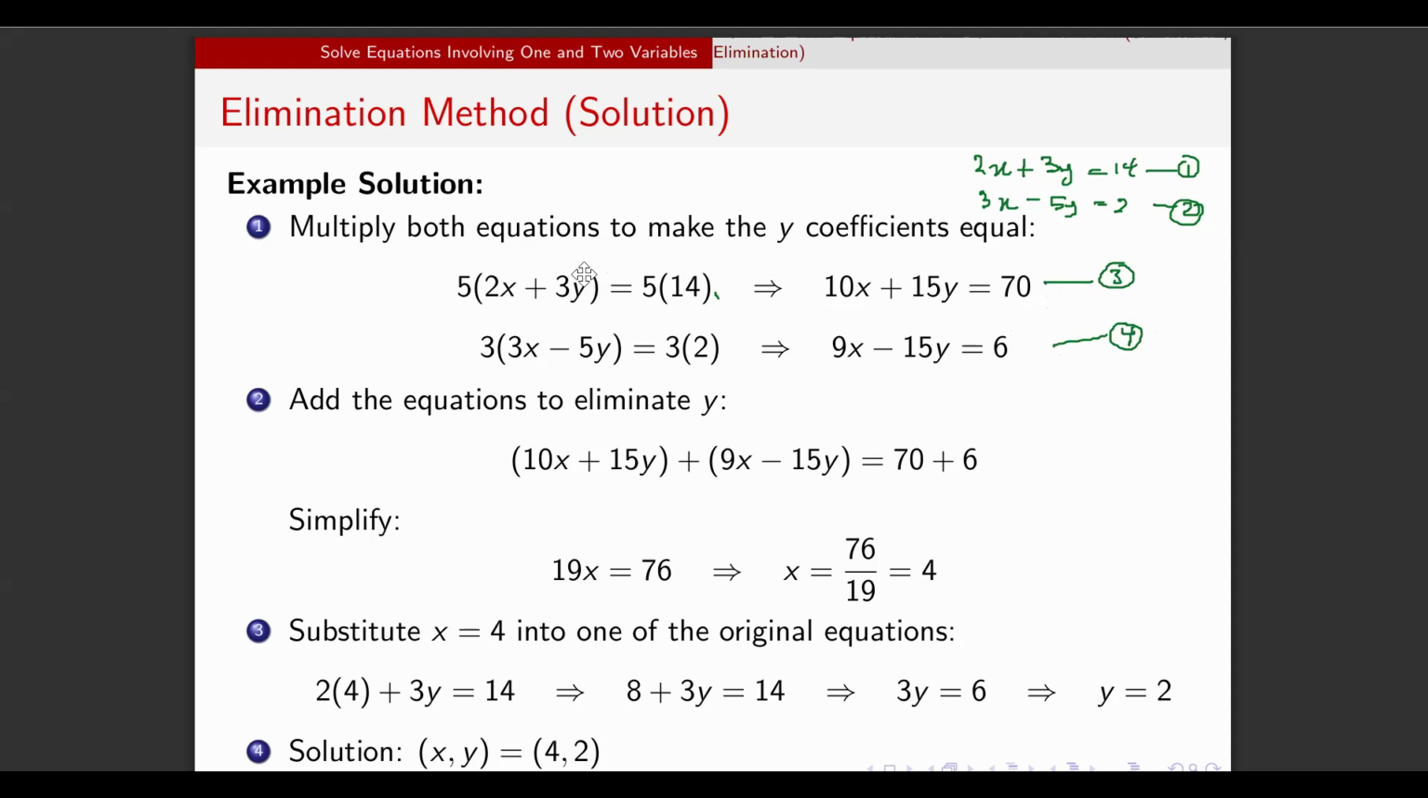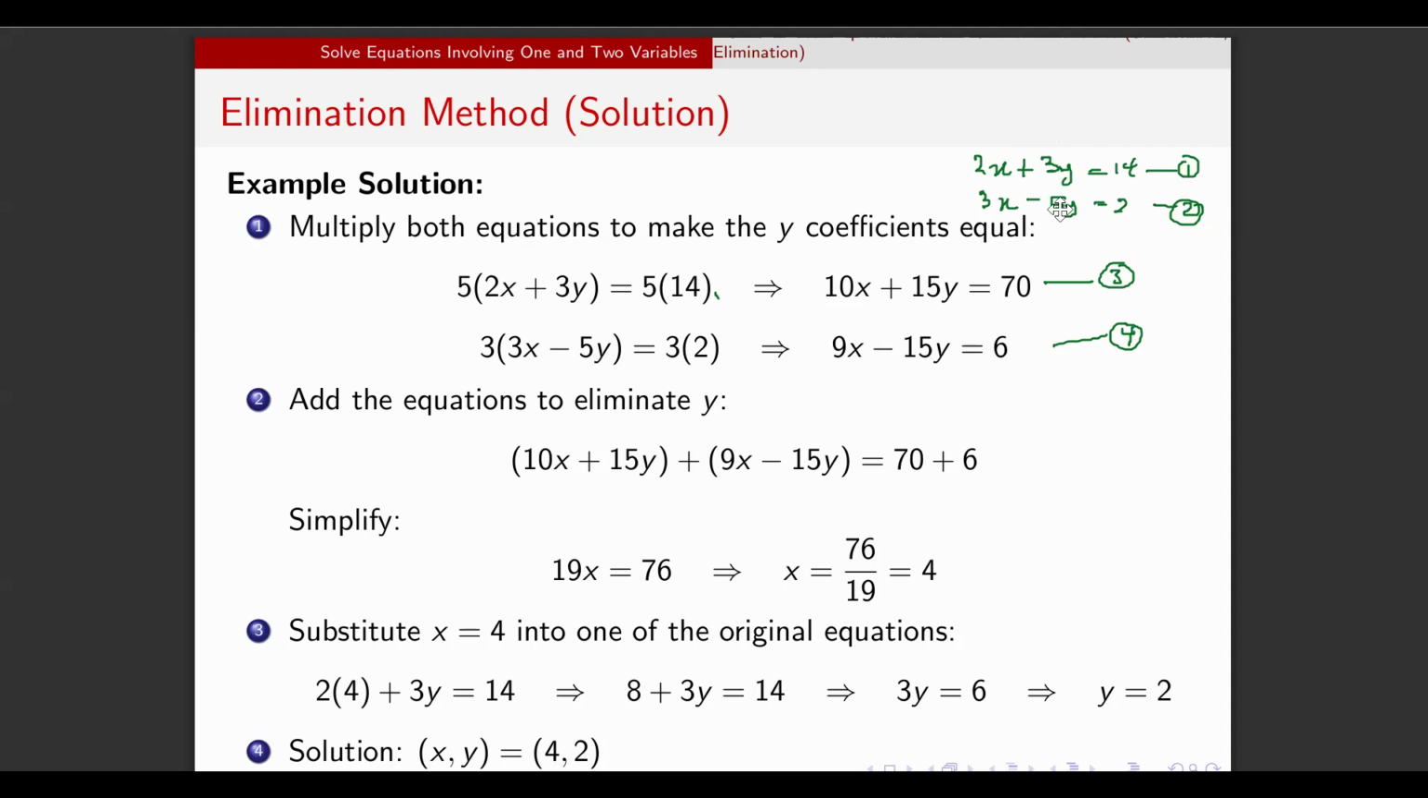How did I know whether to multiply equation 1 by 5 or 4 or whatever? I have to just study the original equations. I knew that I want to make the coefficients of y the same. It's not about the operations. Forget about the operations. I want to make just the numbers the same.